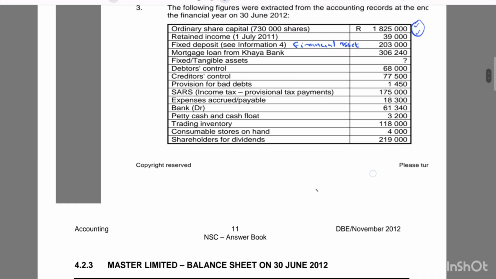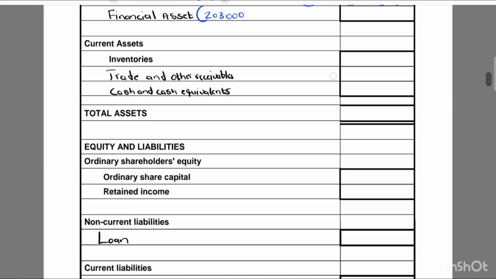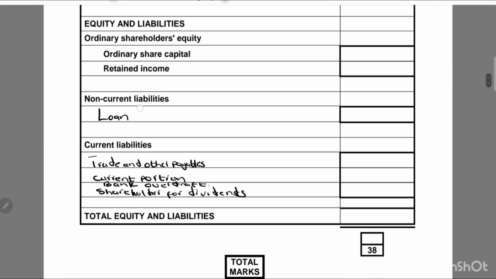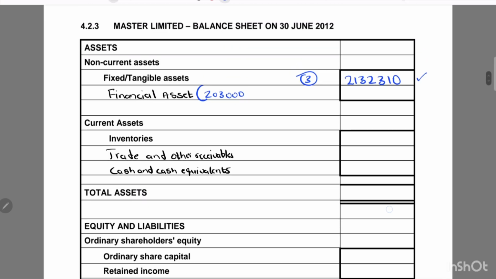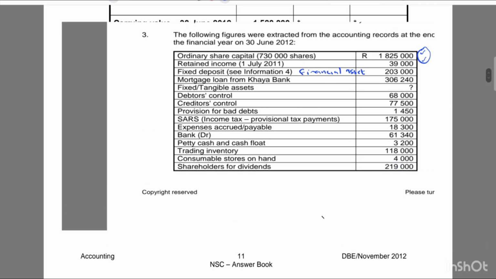Now I'm given what else? I'm given mortgage loan. Let me go and record it now. Mortgage loan is 306 240. I'm also given... I'm done with this one.